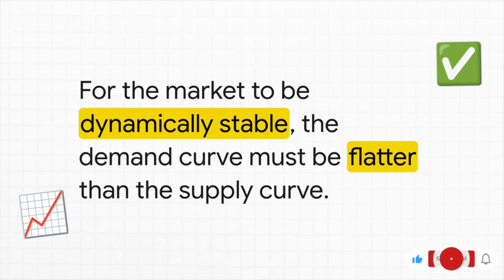Okay, I know that looks like a bunch of math, but what does it really mean? In simple terms, it just means the supply curve needs to be steeper than the demand curve. Or, to put it another way, the demand curve has to be relatively flatter.